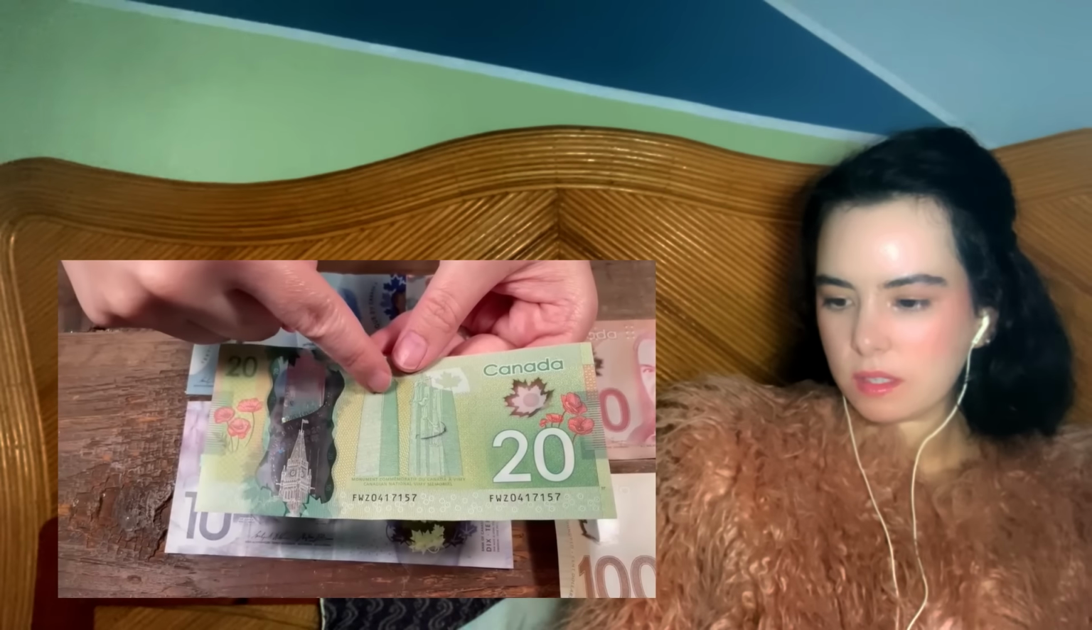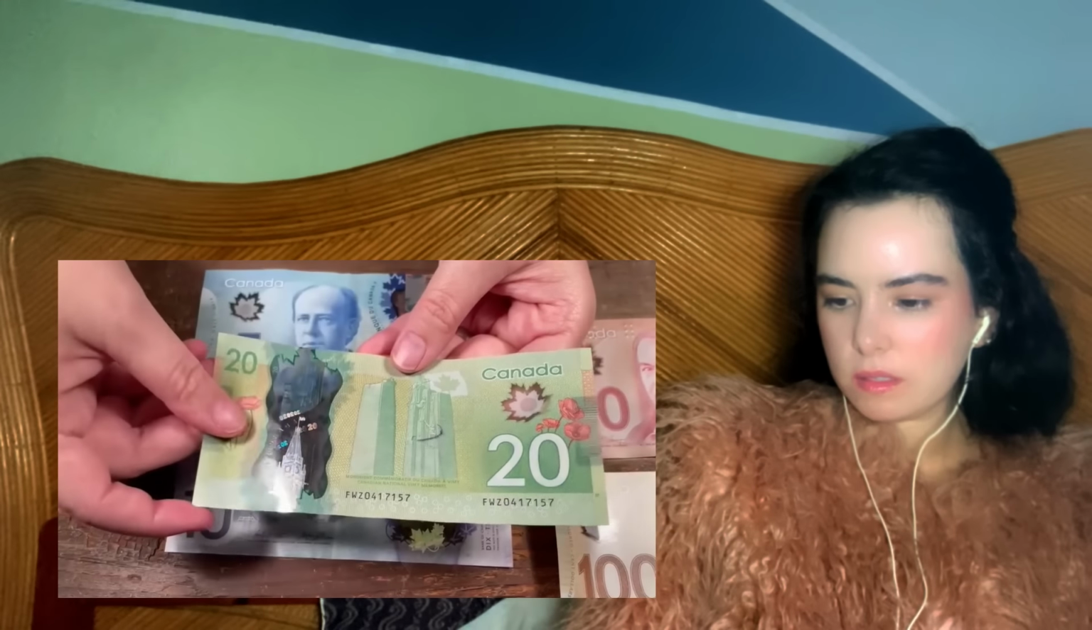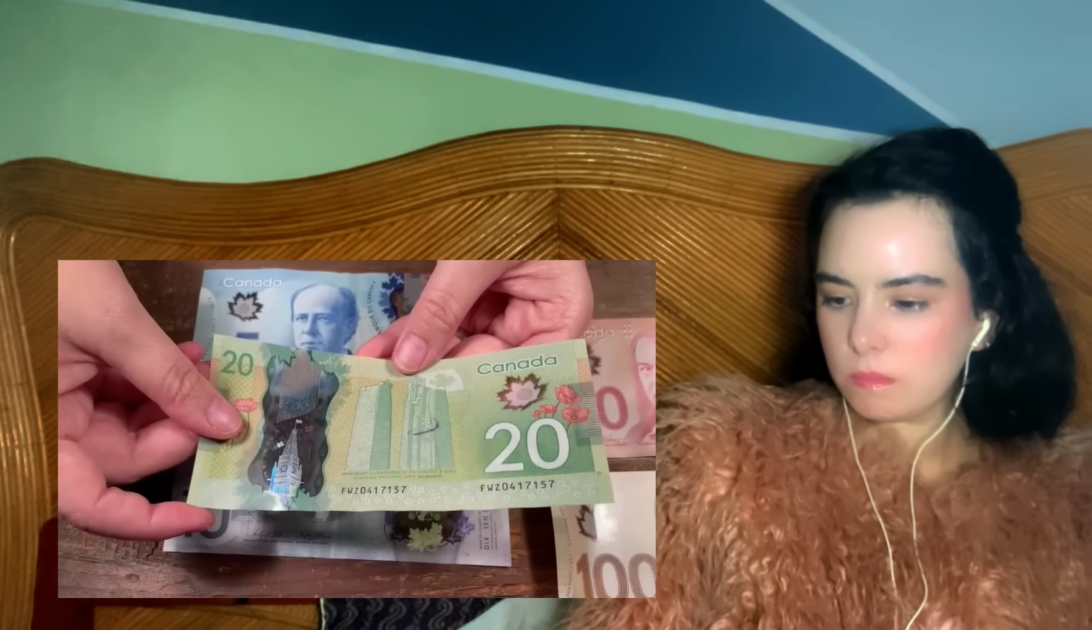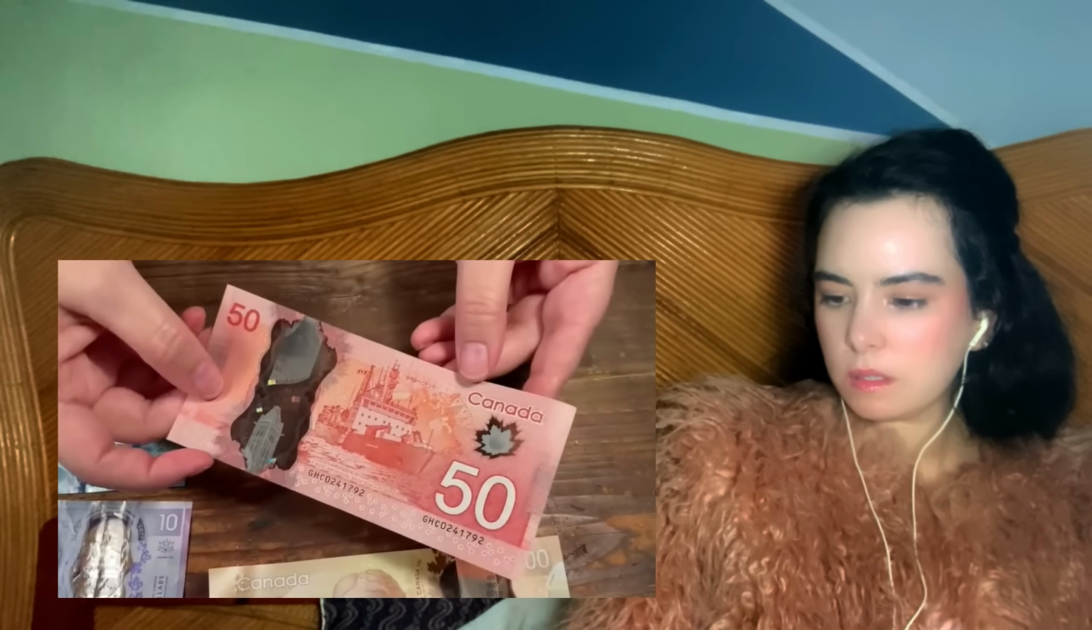Monument from Vimy Memorial. I love the green. It's very pretty. Then we get into our 50, which is sort of a reddish pink. Yeah, it's red. There you see the back. And then the 100, which is sort of a brown.